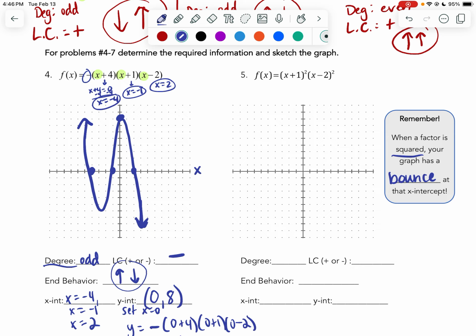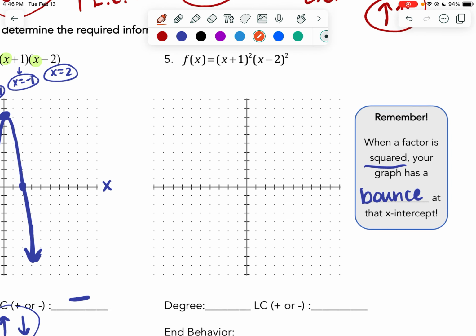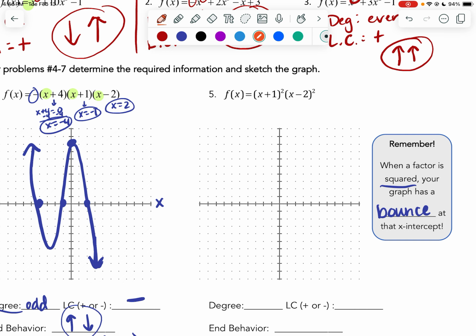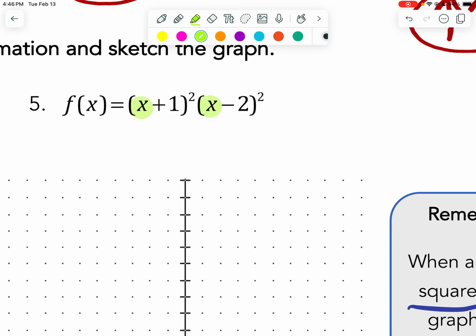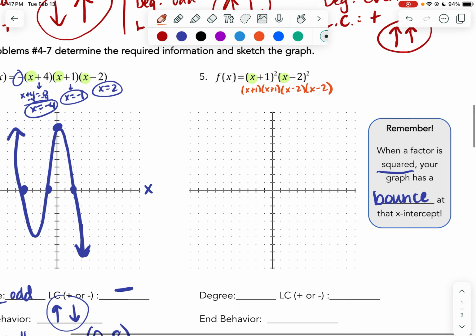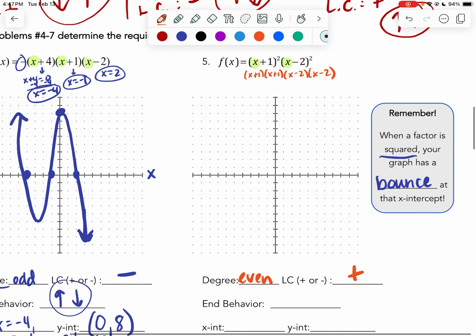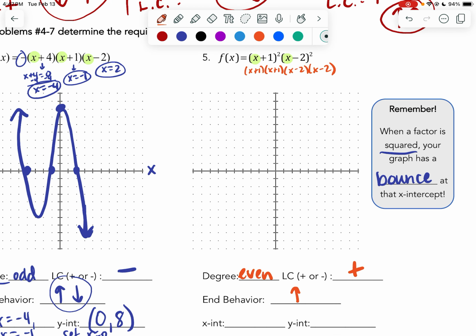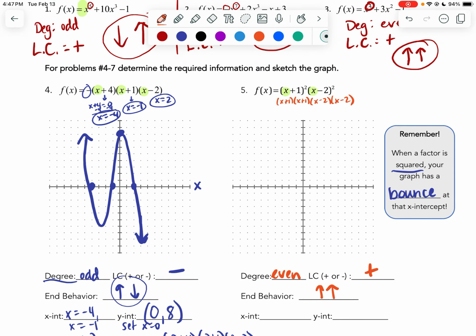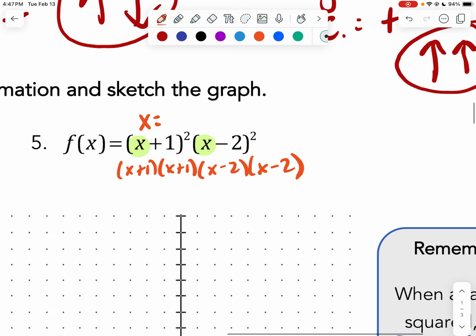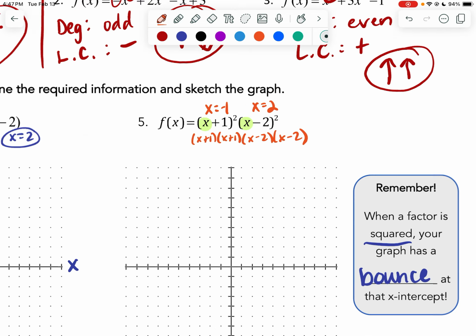Okay. All right. Number 5 then. This one's a little bit trickier on the degree because I see 2 x's. Now they're both squared. So just remember that technically that means there's 2 x plus 1s and there's actually also 2 x minus 2s. So if you wrote that all out, there's actually 1, 2, 3, 4 x's, which is still an even number. Leading coefficient is positive. There's nothing in front. So even and positive means the arrows are both up. Okay. X-intercepts are just still the opposites of these. The square doesn't affect that. So -1 and 2.